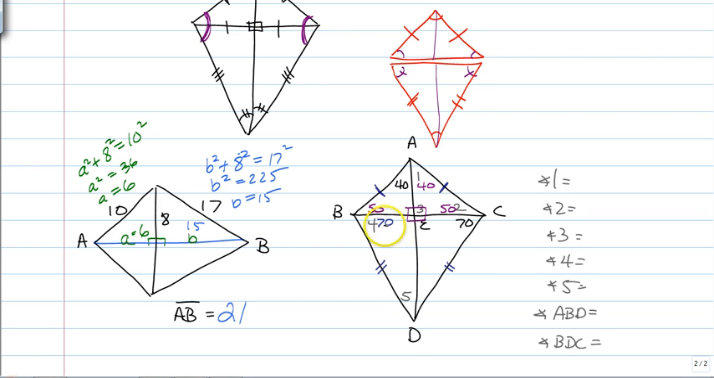So then the next thing you want to do is just remember that you have 70 and a 90. So that means angle 5 is going to be 20, which means this guy is 20. And now you have all the information you need. Angle 1 is 40. Angle 2 is 50. Angle 3 is 90. Angle 4 is 70. Angle 5 is 20. And now ABD would be 50 and 70 combined, so that would be 120. And BDC would be 20 and 20, so that would be 40.